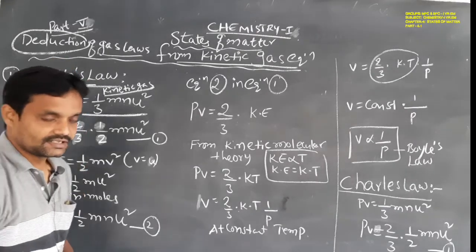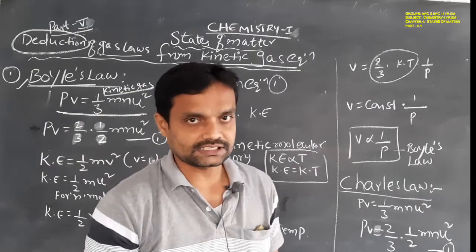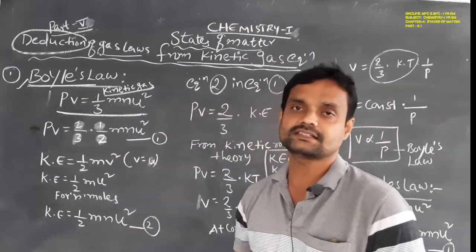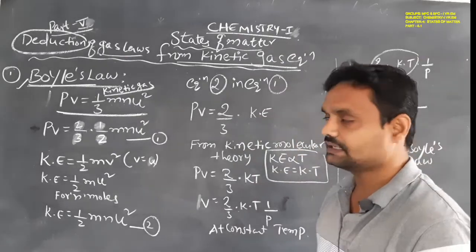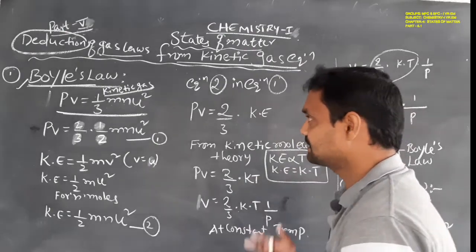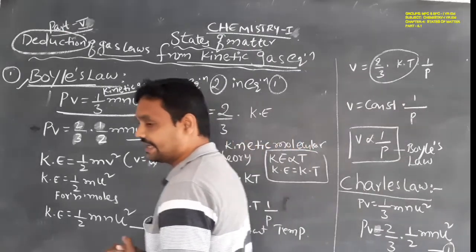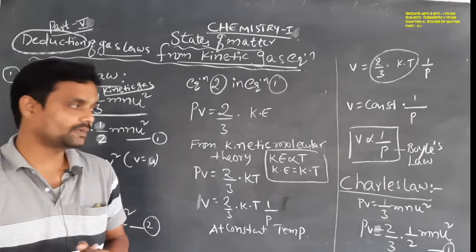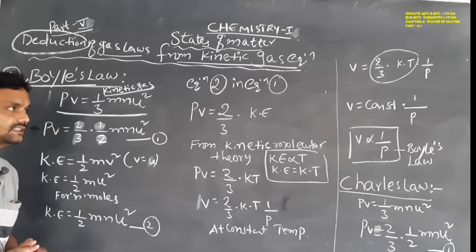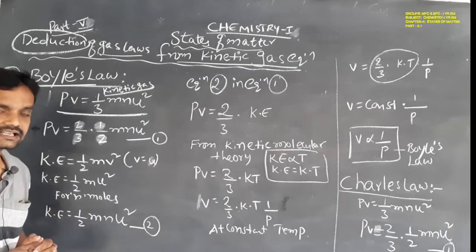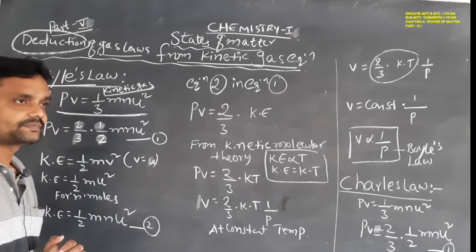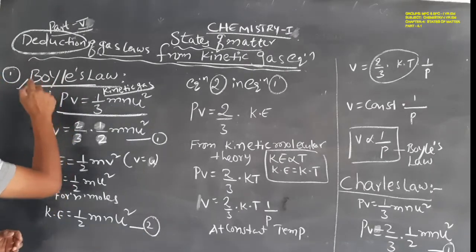Okay students, we have already learned Boyle's law. What is meant by Boyle's law? At constant temperature, the volume is inversely proportional to the pressure of the gas. Simply that is called Boyle's law. Here V is proportional to 1 by P at constant temperature. Simply, that is called Boyle's law.